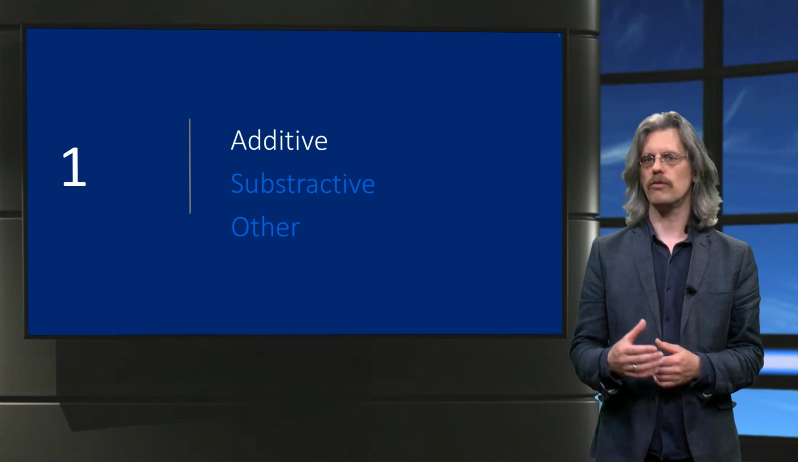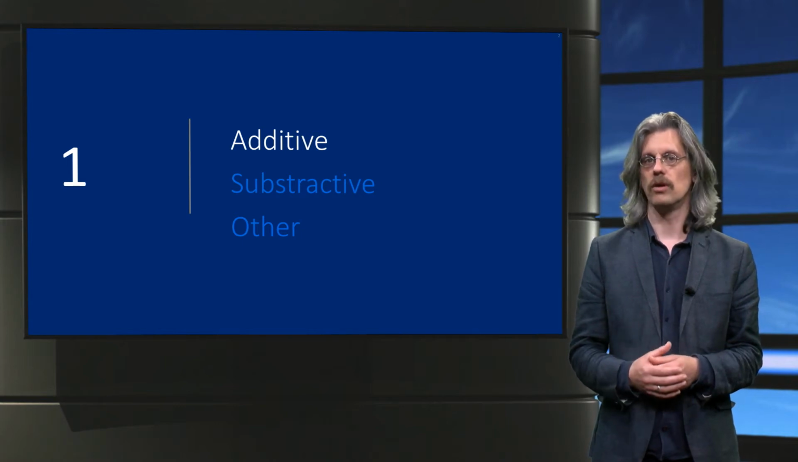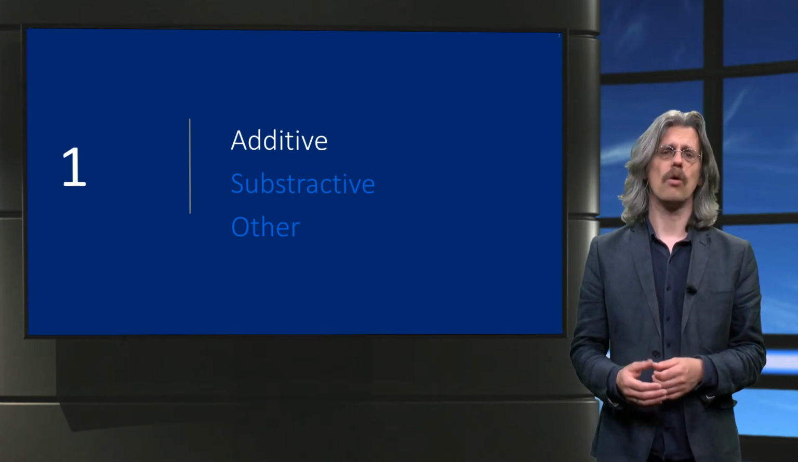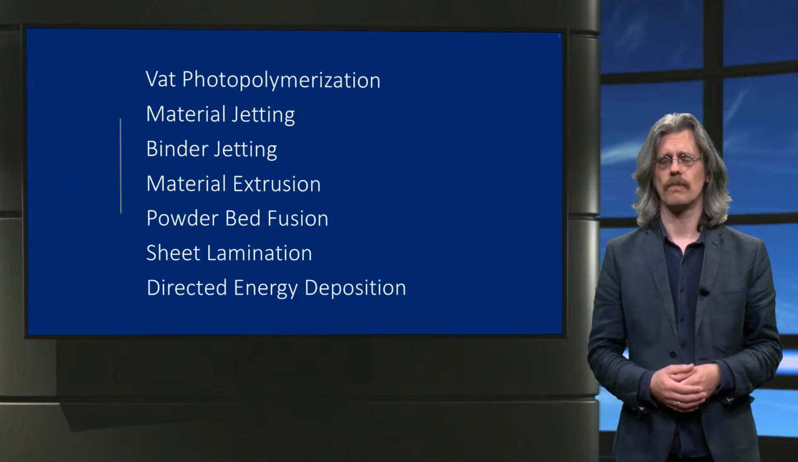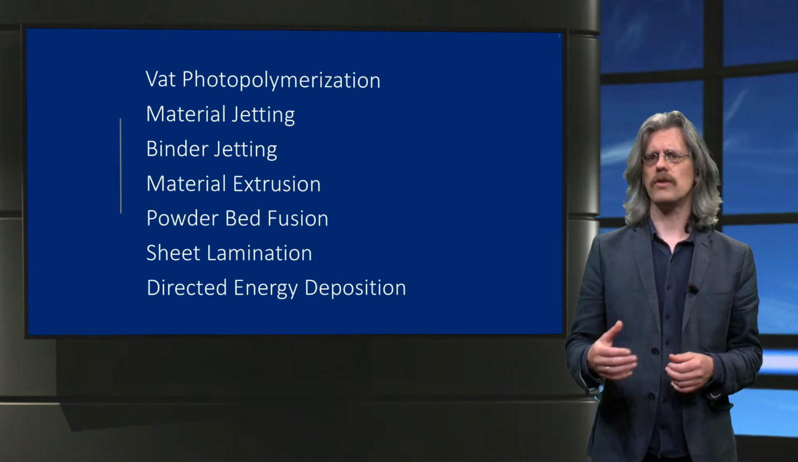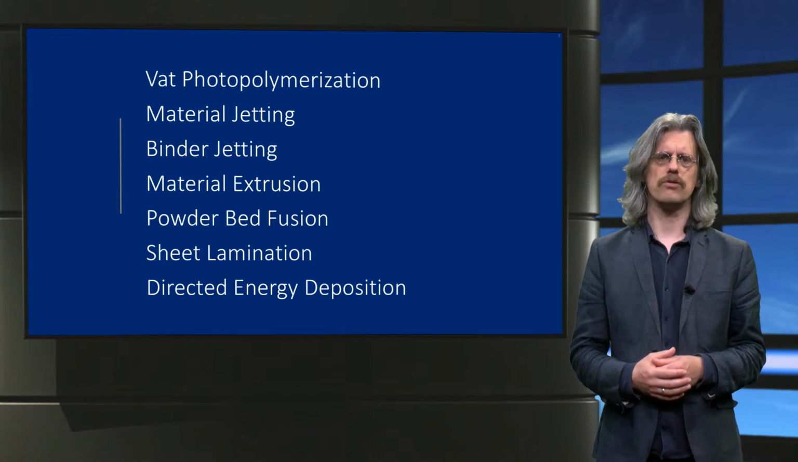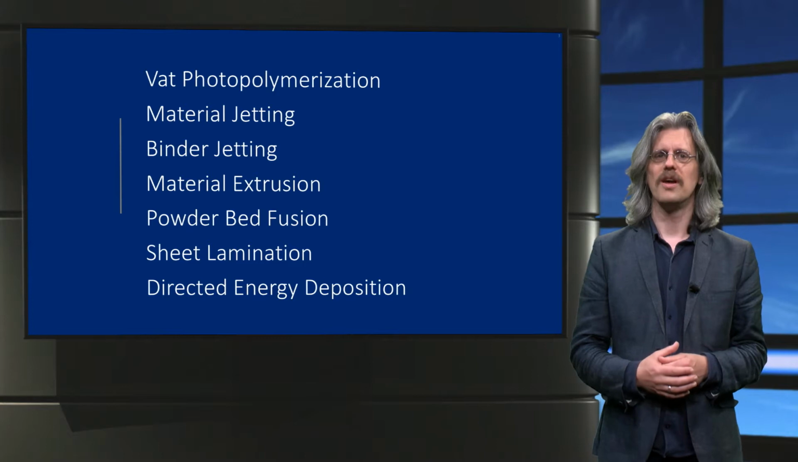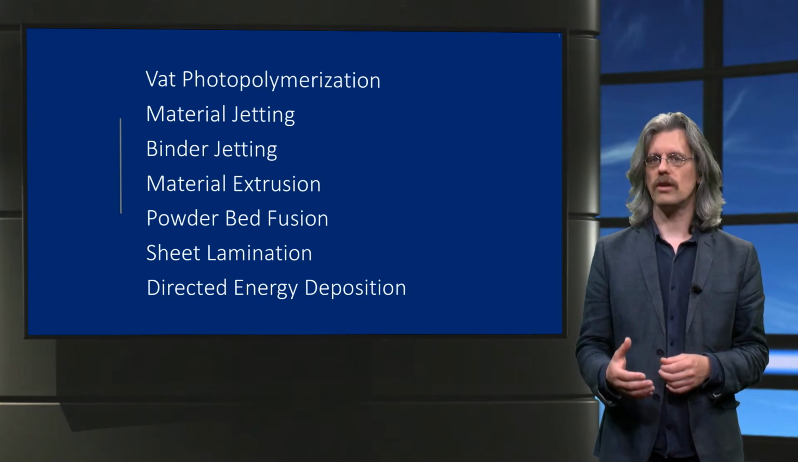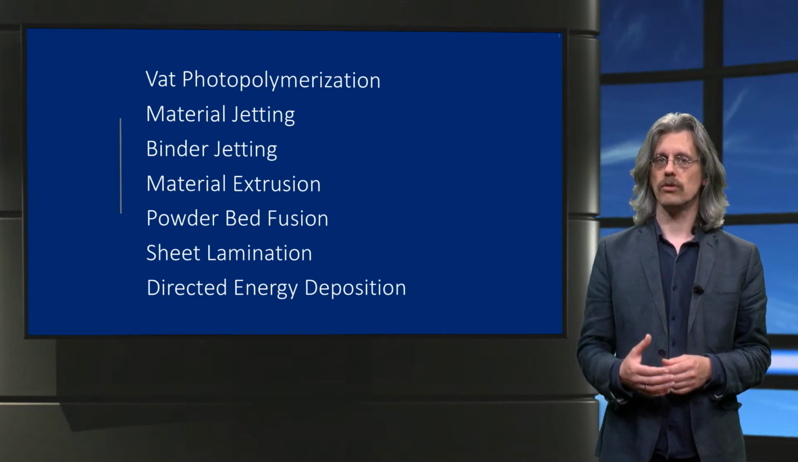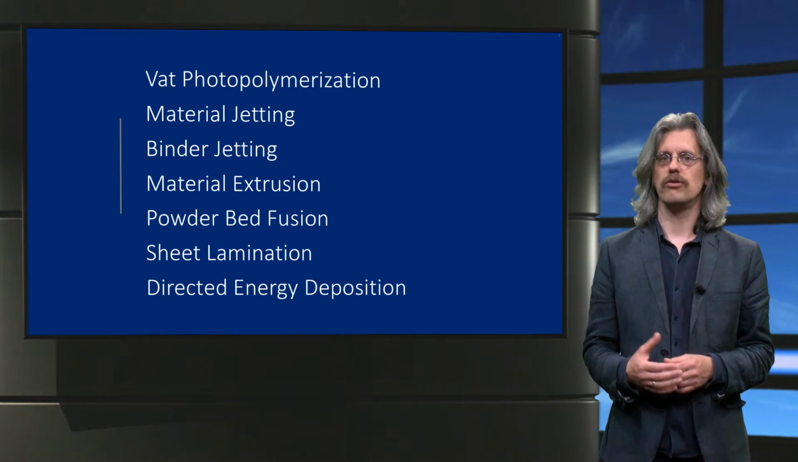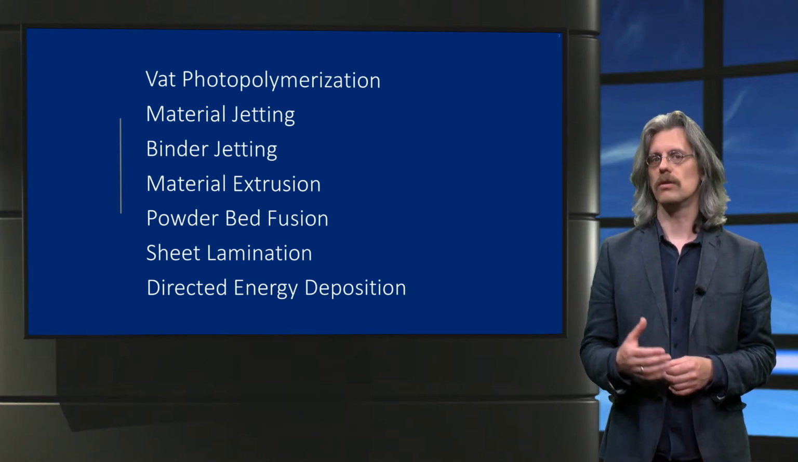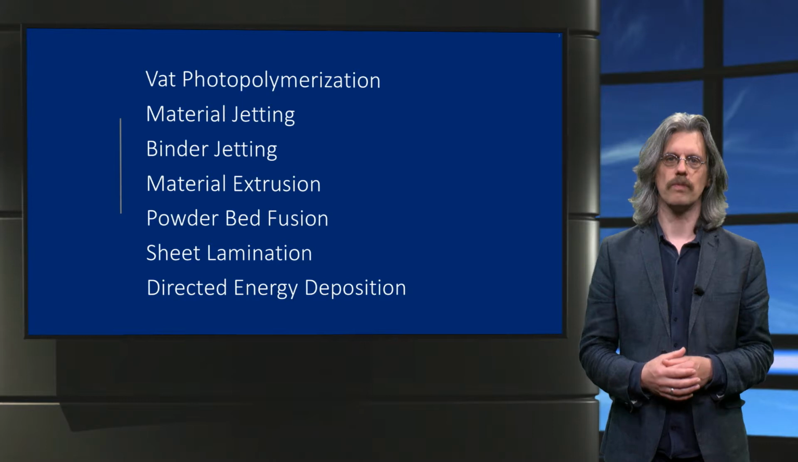So let's discuss the first, additive fabrication, also known as 3D printing or additive manufacturing. Additive technologies have been grouped in the following 7 categories: vat photopolymerization, material jetting, binder jetting, material extrusion, powder bed fusion, sheet lamination, and finally directed energy deposition.